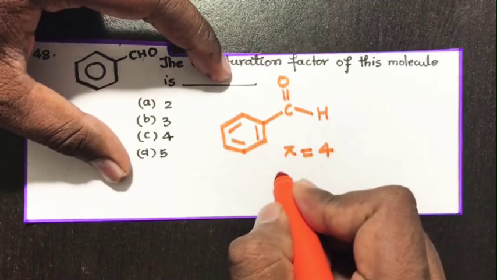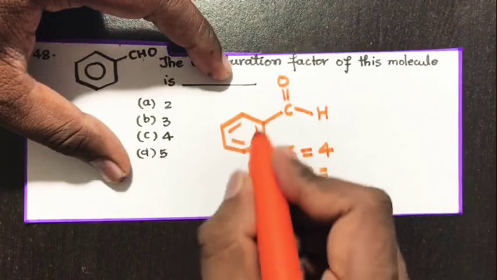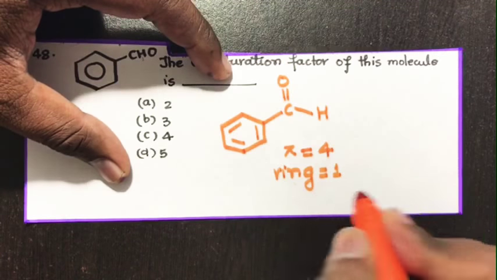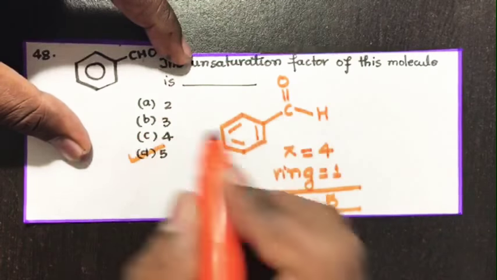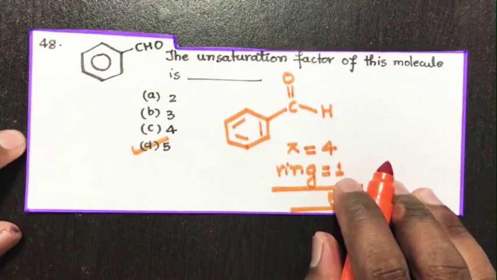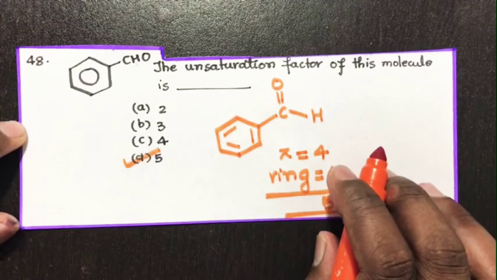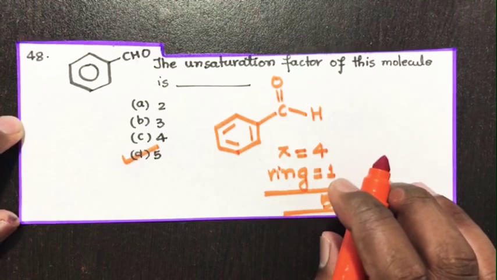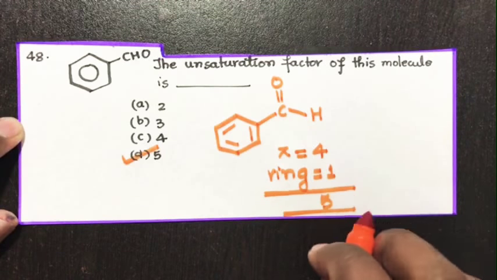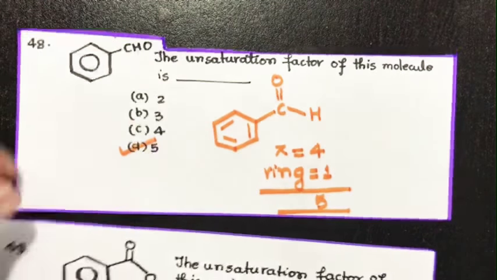Now the number of rings: there is only 1 ring, so this is 1. So the total will be 5 and the du will be 5 in this case. All the pi bonds contribute 1 each, so 4 pi bonds contribute 4, and 1 ring means 1 du, so the total is 5. So the du of this molecule will be 5.